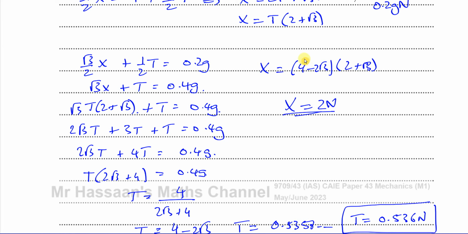All right, we can go through the process of multiplying it. 4 times 2 is 8, plus 4 root 3, minus 2 root 3 times 2 is minus 4 root 3, and you're going to have minus 2 root 3 times root 3, that's minus 2 times 3, which is 6. These cancel out. 8 minus 6 is 2. So we have our answers.